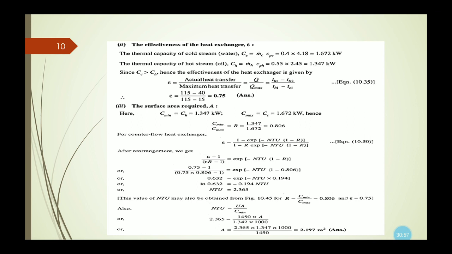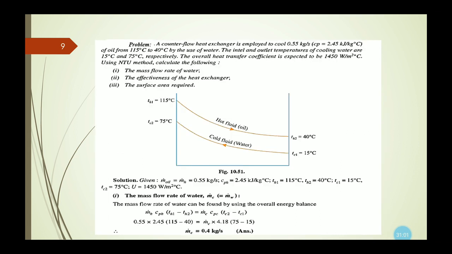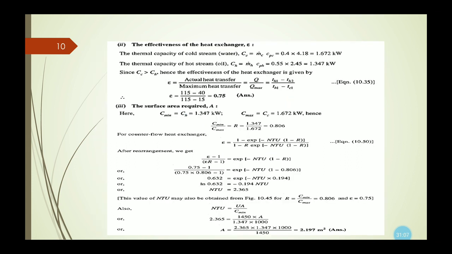The mass flow rate we have calculated in the first part of this numerical, that is 0.4 kg per second, the mass flow rate of the cold fluid, and the specific heat of this cooling water is known to us, that is 4.18. So the thermal capacity of the cold water is coming as 1.672 kilowatt.